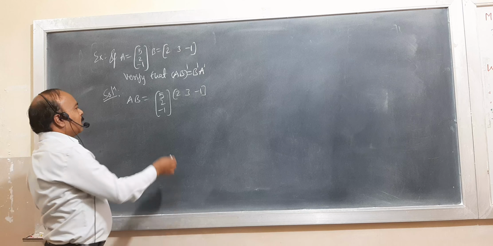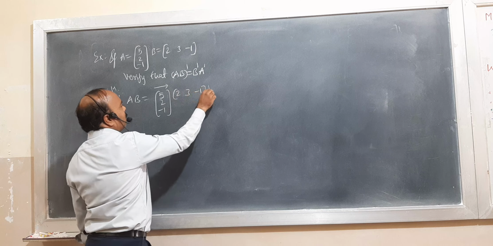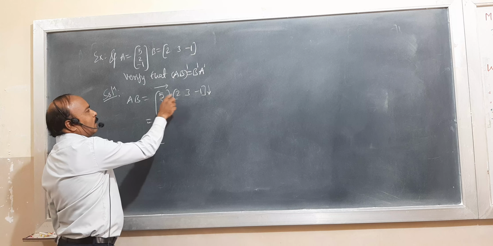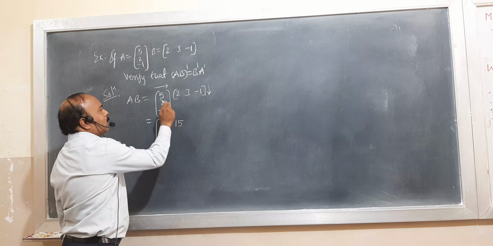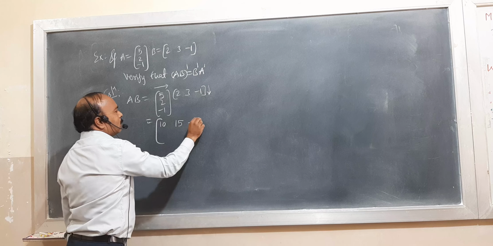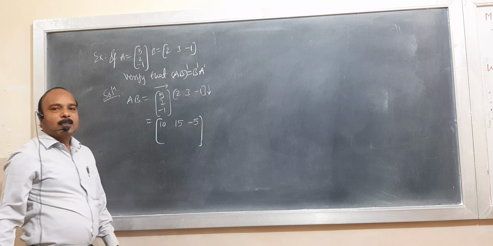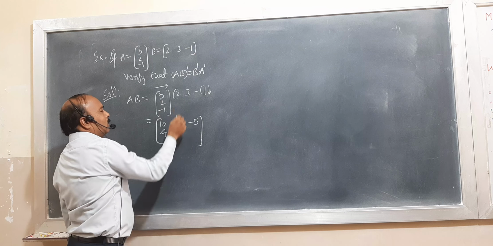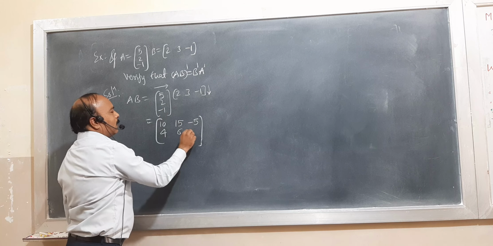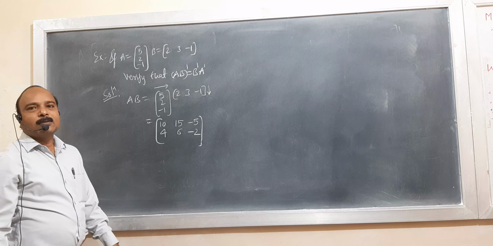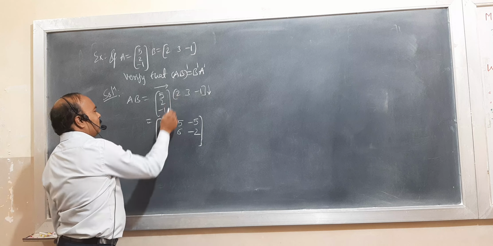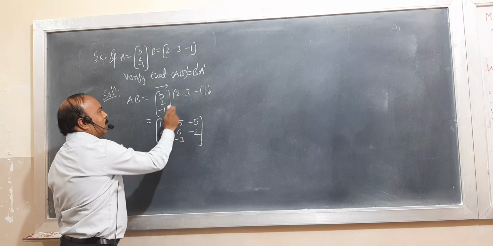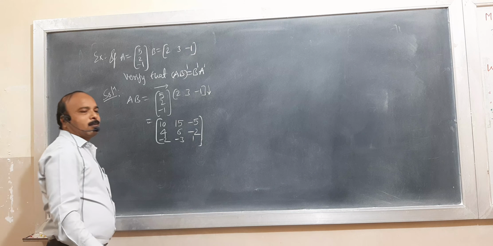Now we multiply row with column, that is 5 into 2 is 10, 5 into 3 is 15, 5 into minus 1 is minus 5. Second row, 2 into 2 is 4, 2 into 3 is 6, 2 into minus 1 is minus 2. Third row, minus 1 into 2, minus 2, minus 1 into 3, minus 3, minus into minus, plus 1.